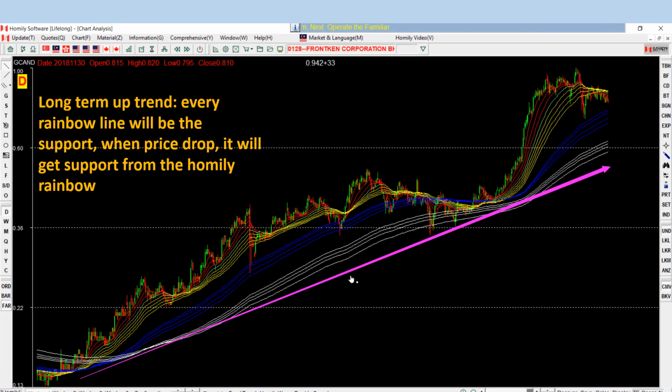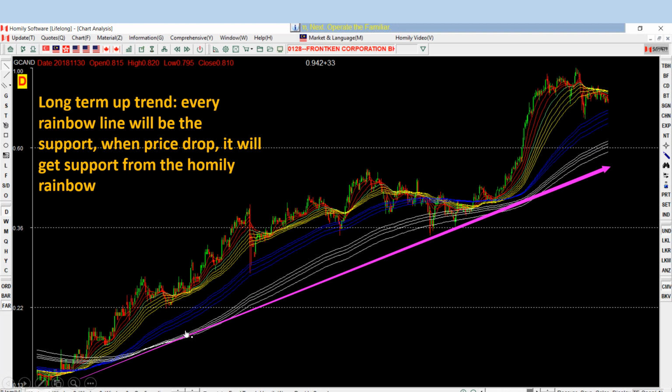Okay, so for the long-term uptrend, we can see every homogeneous rainbow line will be the support. When the price drops, it will get support from the homogeneous rainbow. So we can see here is the permutation of uptrend. The white line is at the bottom, next is the blue line, then the yellow line, then the green line. Finally, the red line is closest to the price. So here will be the uptrend permutation.